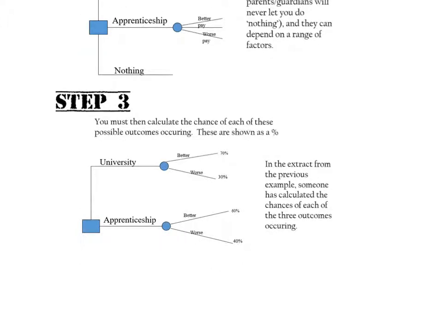Step three, you must then calculate the chance of each of these possible outcomes occurring, and these are shown as a percentage. And again, the percentages will be given to you. All this data will be given to you in the case study. You might have to draw the decision tree, but you will be given the data. So within this scenario, I've put in the extract from the previous example, where someone has calculated the chance of each of these outcomes occurring. So this was from the data. We can see better pay, 70% for university, worse pay, 30% for university. Better pay for apprenticeship is 60%, worse pay is 40%.